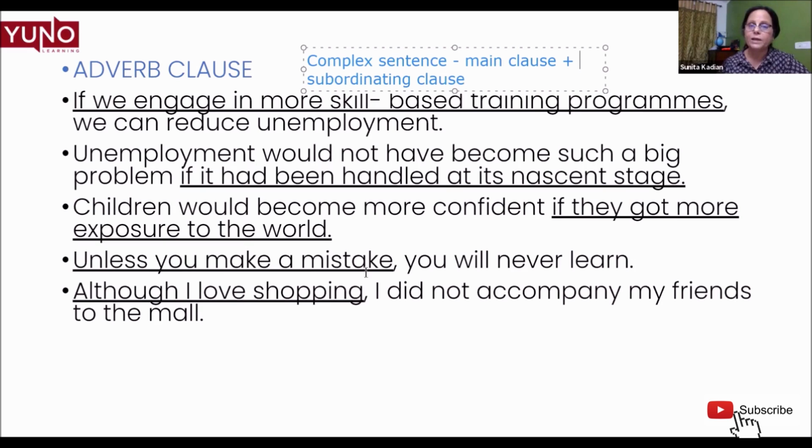Then unless you make a mistake, you will never learn. The subordinating clause, right? Although I love shopping, I did not accompany my friends to the mall. A common mistake while using although is what? When you use the word but also after although. So remember, a sentence in which you use although or though, you should not use the word but or yet. You do not use them. No? You just place a comma after this clause. Right, everybody?